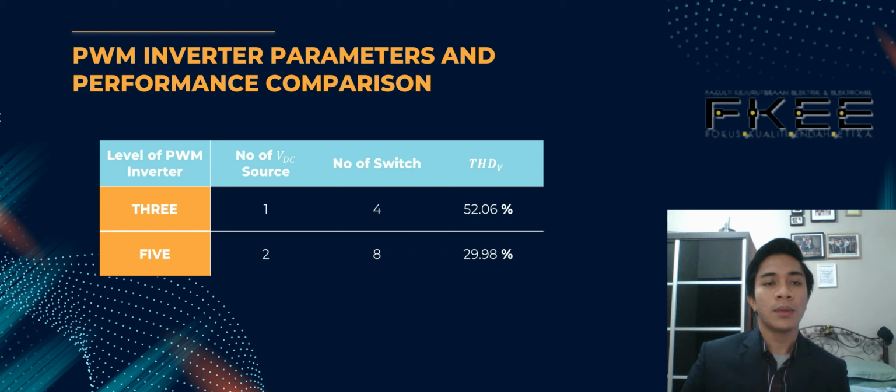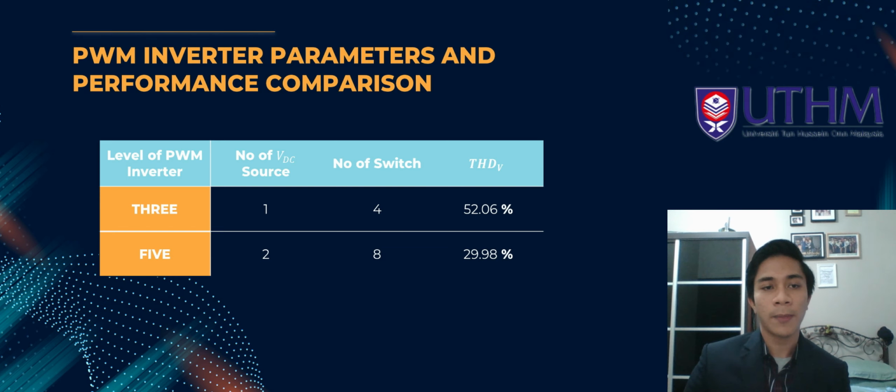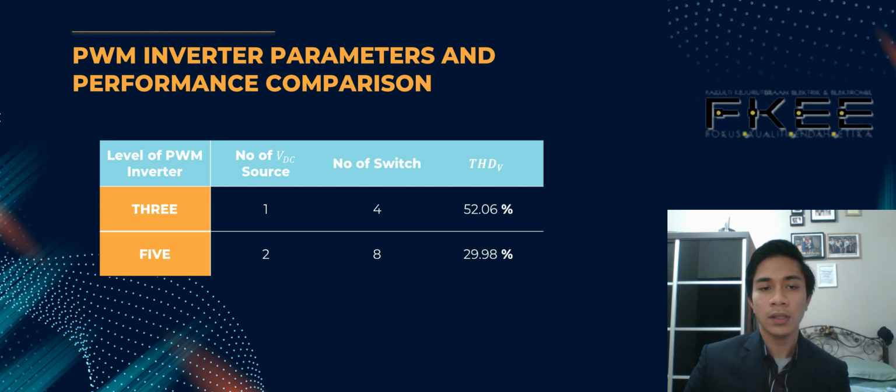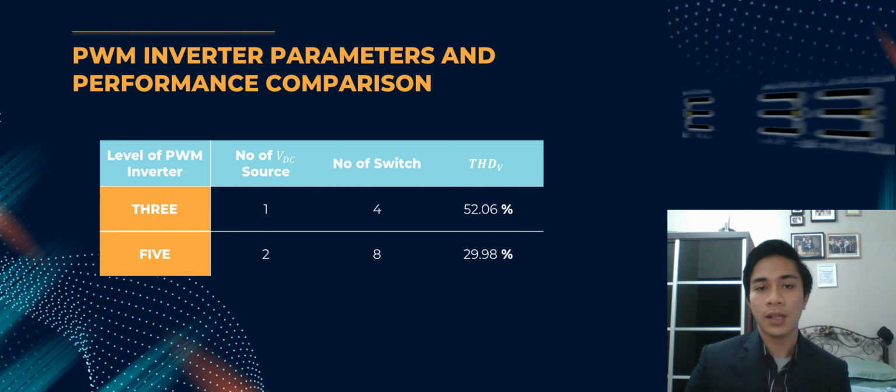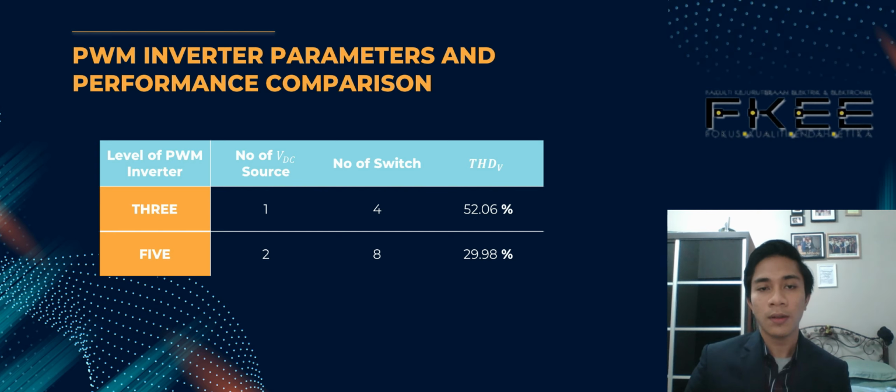So this is the PWM inverter parameters and performance comparison between the 3 and 5 level of PWM inverter. Okay, for the 3 level PWM inverter, we need at least one voltage source, while for the 5 level PWM inverter, we need at least 2 voltage sources, and the number of switches for 3 level is 4, while the 5 level is 8. And the main concern here is the THD output, which for the 3 level is 52.06%, while the 5 level PWM inverter produces 29.98%, which is a huge difference between the 3 and 5 level PWM inverter.